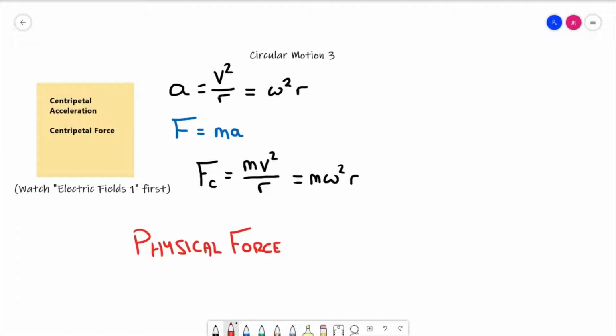Whether that be friction or gravity or electrostatic attraction or something like that, there has always got to be some kind of physical force. Now, if that physical force is acting as a centripetal force, in other words, it is acting to keep an object moving in a circle, then we can take the equation for that physical force and we can equate it to centripetal force in order to understand more about the motion of that object.